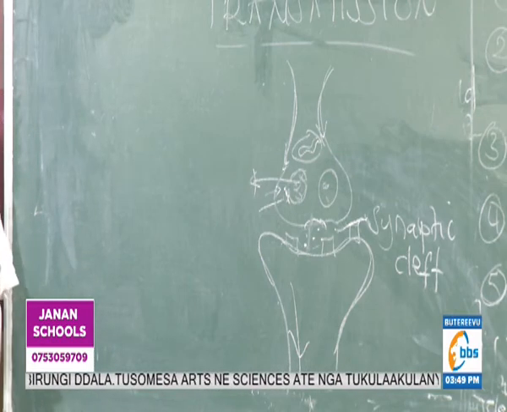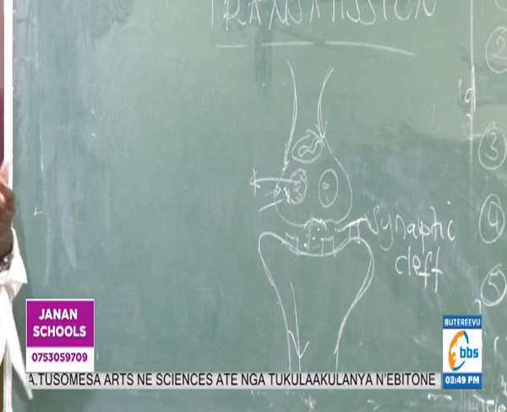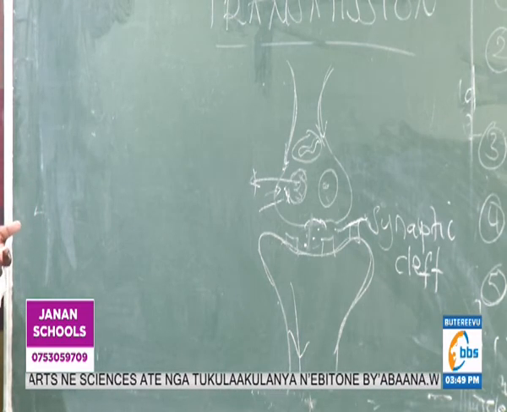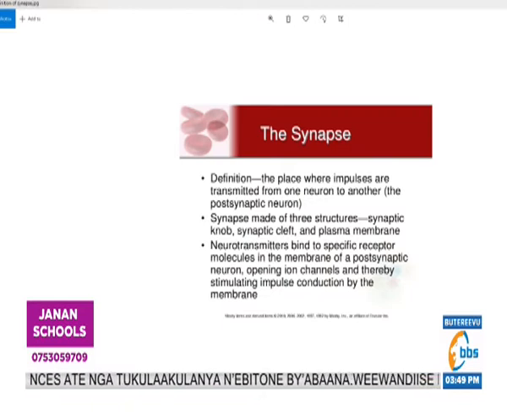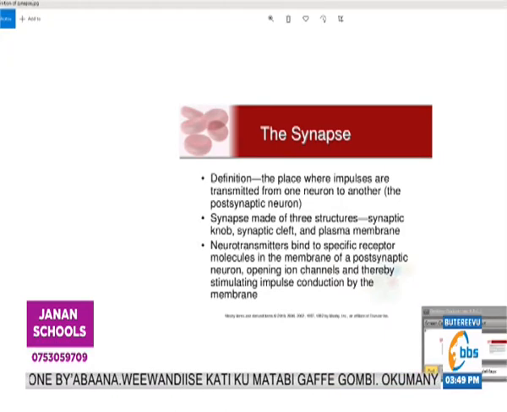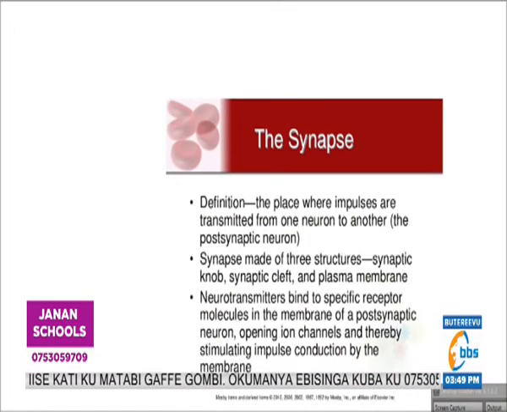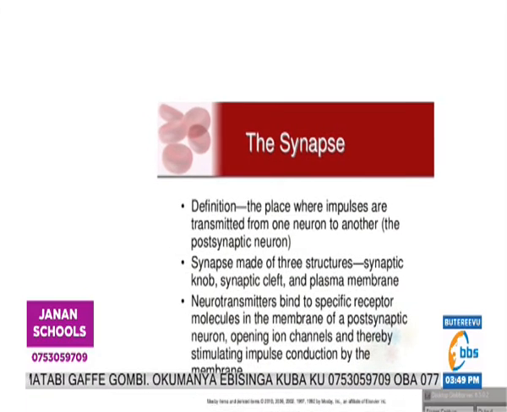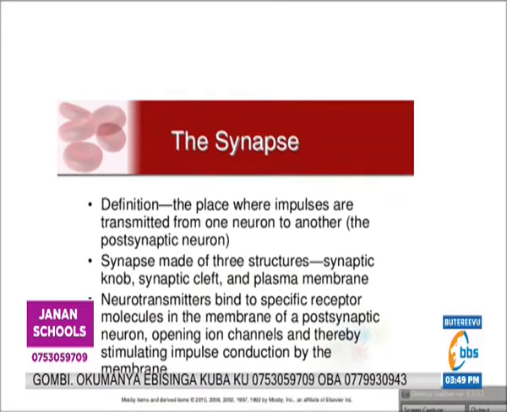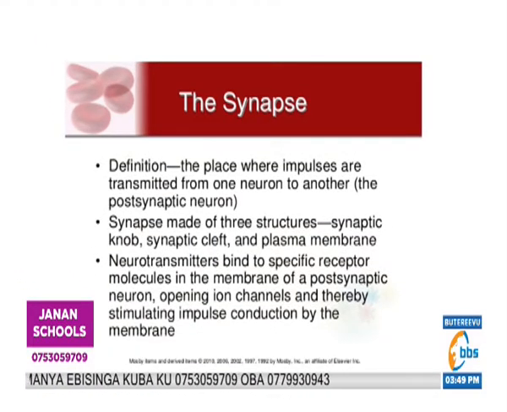I'd request the producer to put the synapse on the screen, and then we see how important it is. That is the definition: a place where impulses are transmitted from one neuron to another. They are made up of three structures: the synaptic knob, which is the swollen tip, the synaptic cleft, which is the gap, and the plasma membrane. Inside them there's a neurotransmitter substance, a chemical that aids the impulse to cross from one neuron to another. So the function is that it enables communication between neurons.